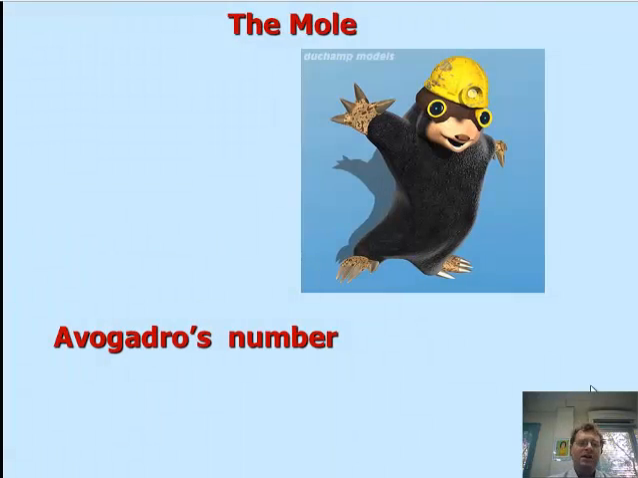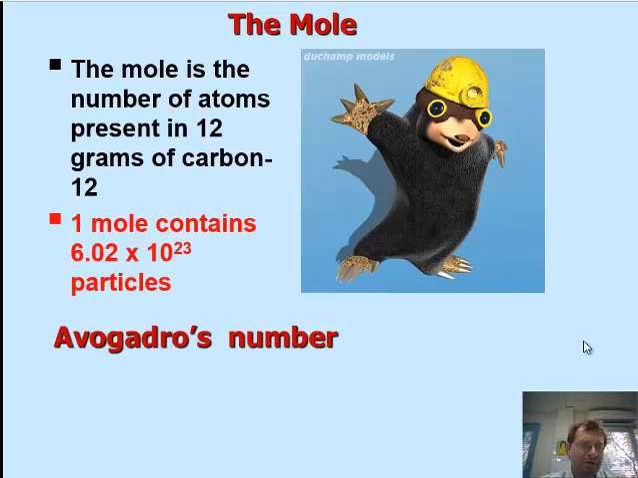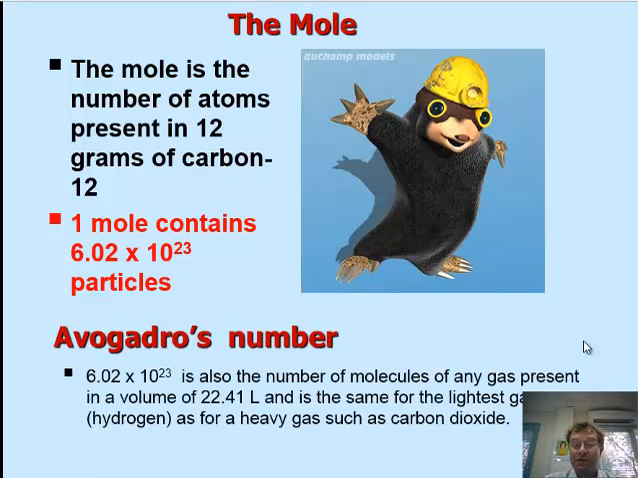First thing I'm going to introduce is the mole, and I will link it to something called Avogadro's number. Now the mole is a term used by chemists a lot like the term a dozen. It's a word which represents a fixed number. Now the mole is derived from the number of atoms present in 12 grams of carbon-12, and this happens to be 6.02 times 10 to the 23 particles. So 1 mole is equal to 6.02 times 10 to the 23. This number, as it turns out, is known as Avogadro's number.